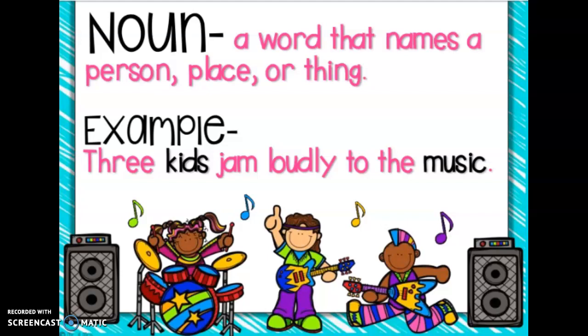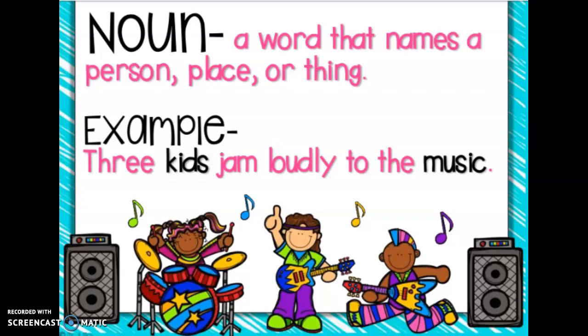It says a noun is a word that names a person, place, or thing. Our example sentence: 3 kids jammed loudly to the music. Notice that kids and music are both in a different color. Those are highlighted for you to show you that those are the nouns in the sentence.